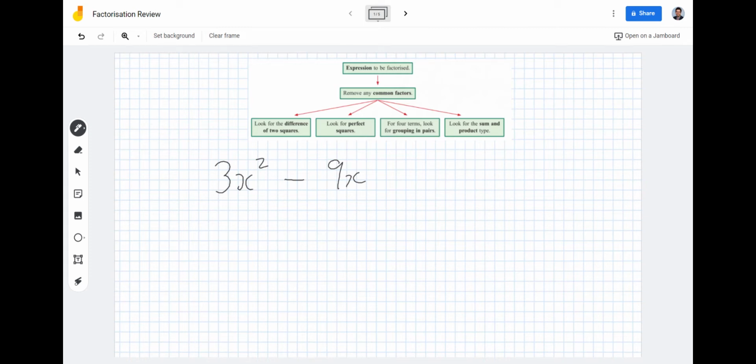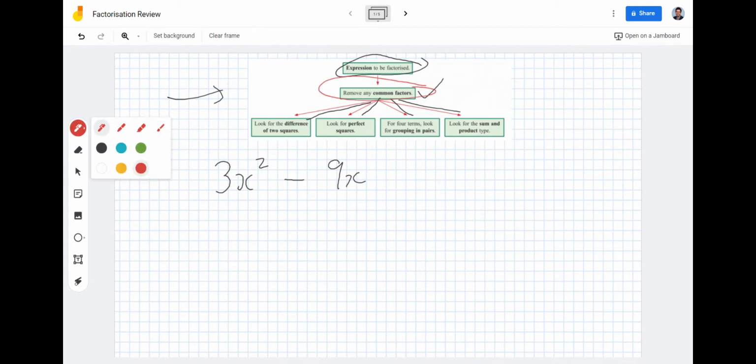So when we are factorising, here is a helpful flowchart for us to look at, and this is from your textbook. When you have an expression that you want to factorise, the first thing you always do is look for any common factors. Then from there, we've looked at some different ways that we can actually factorise it. We might look for the difference of two squares. We might look for the sum and product, etc. But nonetheless, no matter what we do, we always look to remove any common factors first.